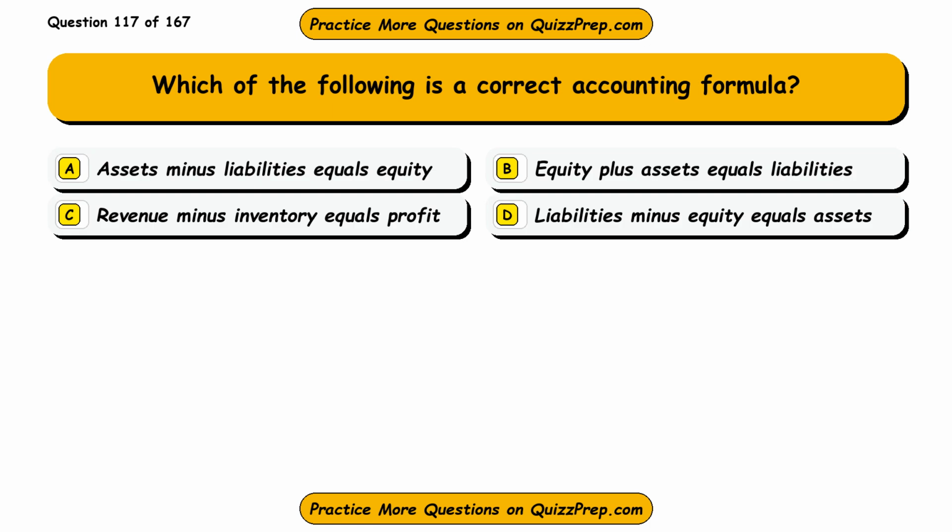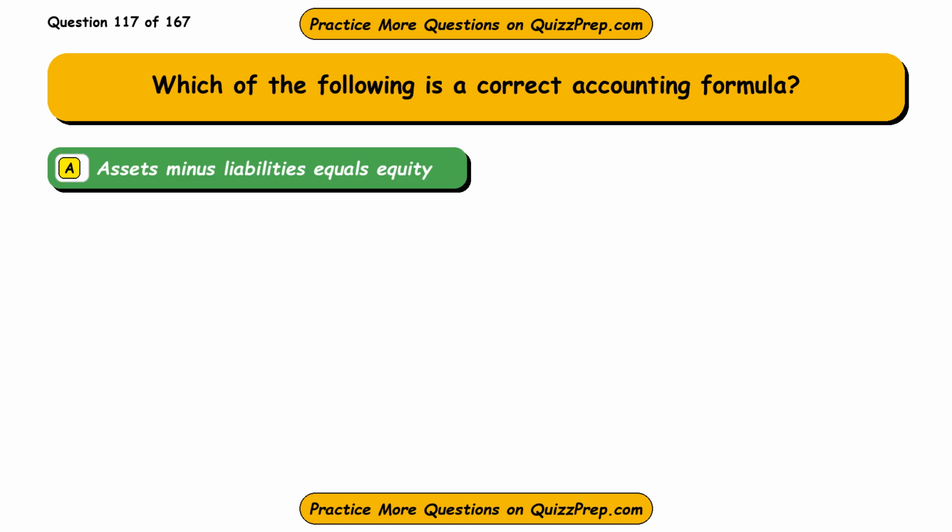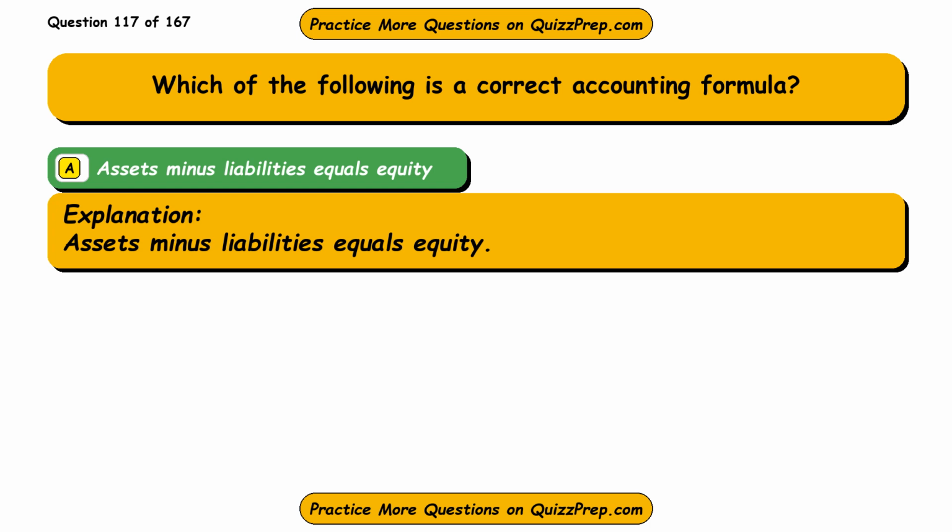Question 117. Which of the following is a correct accounting formula? Option A, assets minus liabilities equals equity. Option B, equity plus assets equals liabilities. Option C, revenue minus inventory equals profit. Option D, liabilities minus equity equals assets. The correct answer is option A, assets minus liabilities equals equity. Assets minus liabilities equals equity.